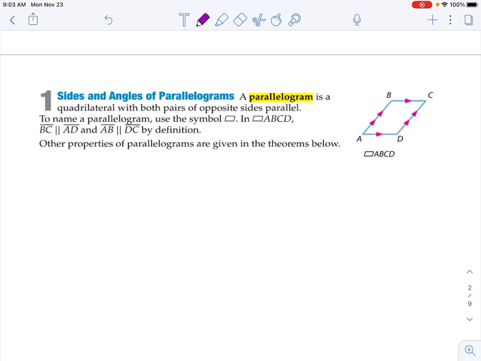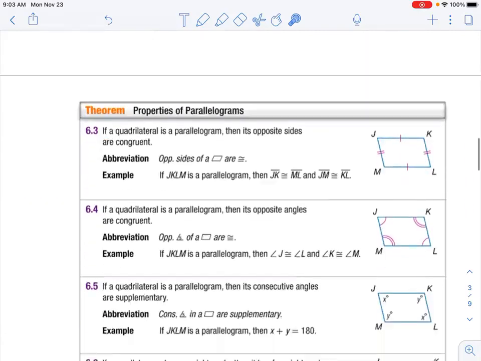So the sides and angles of parallelograms. A parallelogram is a quadrilateral with both pairs of opposite sides parallel. To name a parallelogram, we use this little symbol that looks like a parallelogram. In parallelogram ABCD, BC is parallel to AD, and AB is parallel to DC by definition because those sides have to be parallel. Other properties of parallelograms are given in the theorems below. So we have these guys parallel, these guys parallel. They're made up of two pairs of parallel sides.